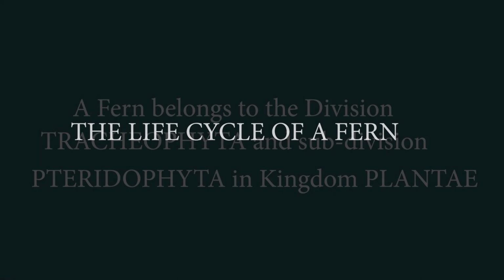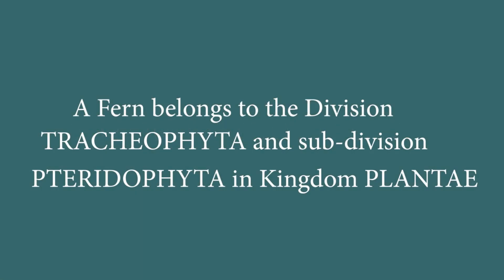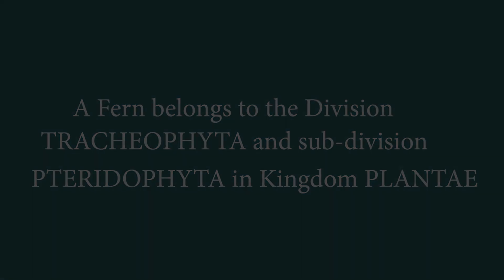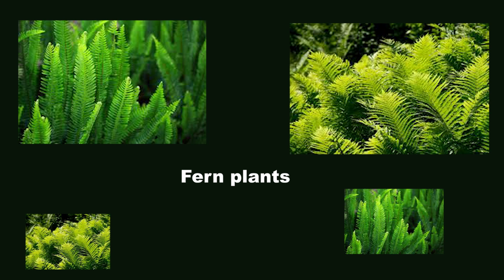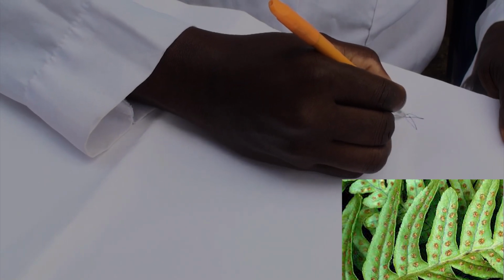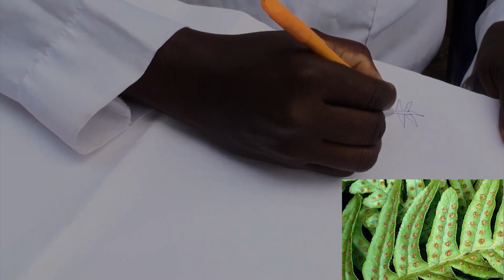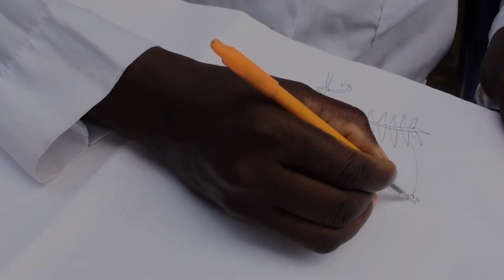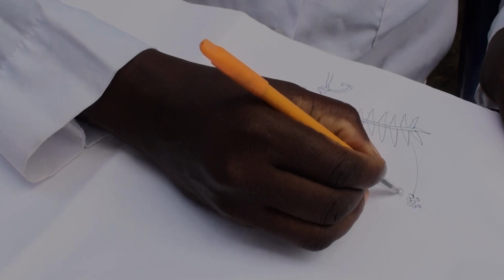Now, the life cycle of a fern. A fern is a plant in the division Pteridophyta, a subdivision of Tracheophyta in the plant kingdom. We have a mature sporophyte, which is the mature plant, the fern that you see, that grows in a moist environment. It produces its spores in the sporangium that is contained in the sori under the surface of the leaf. At maturity, the spores are released from the sporangium, and each of these spores develops into a gametophyte that is called prothallus.